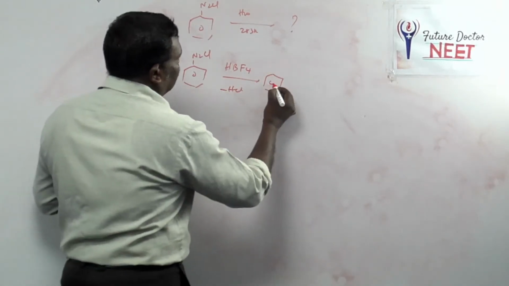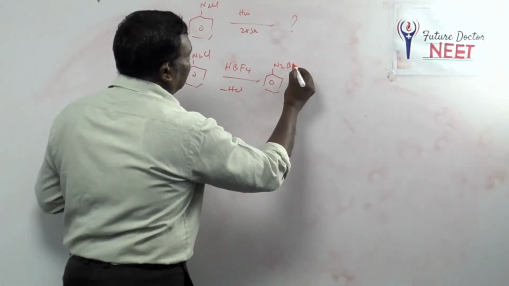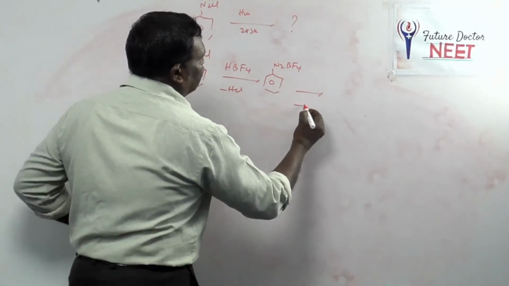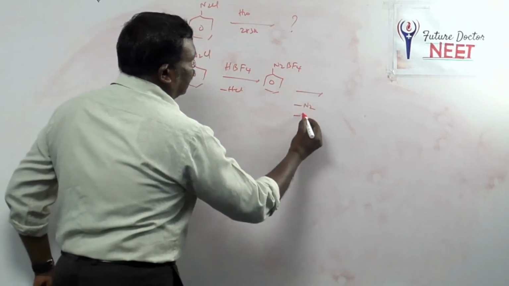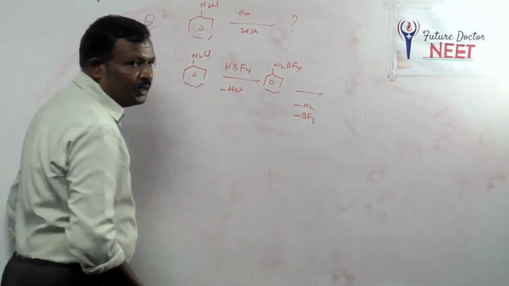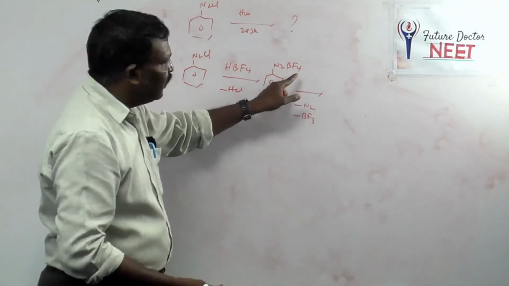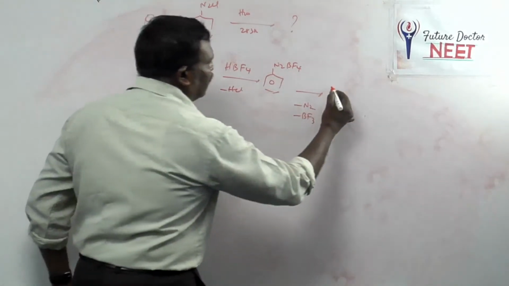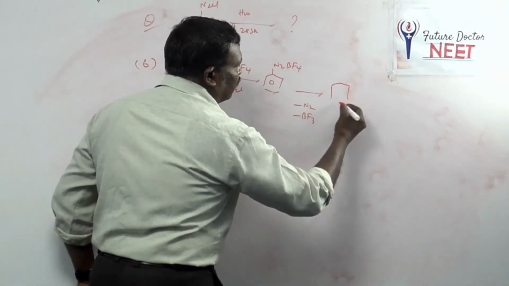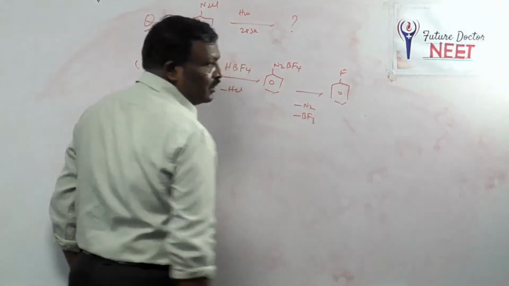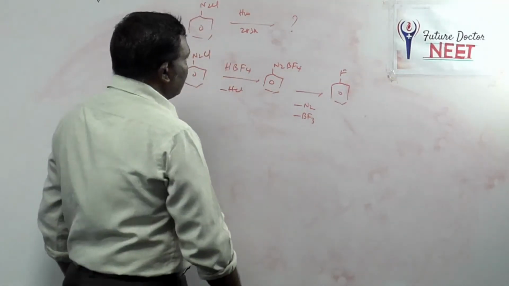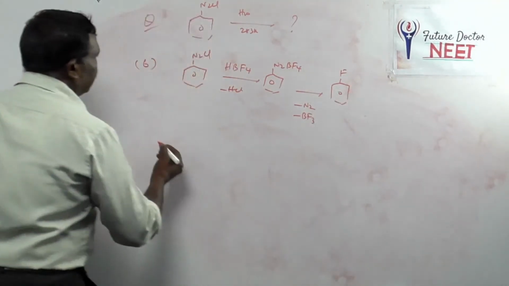But one more step is there in your textbook. Then I write once again: minus N2, minus BF3. Boron trifluoride is removed, one fluorine is remaining. So fluorobenzene is obtained. Understood? This one reaction is given in the textbook.